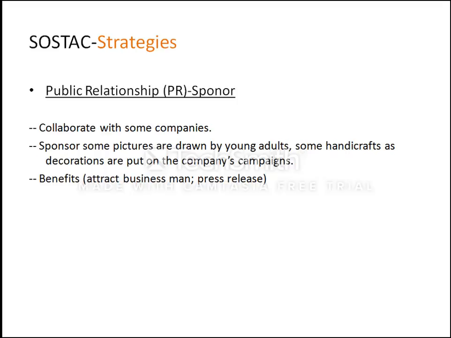The second one is public relations sponsorship. Transitions UK can collaborate with some companies. It can sponsor some pictures drawn by young adults and make some handicrafts as decorations to be put in the company's campaigns. These strategies can help the company build a good brand image. In the meanwhile, the organization can also attract more business people to pay attention to Transitions UK and join it. If the organization collaborates with a big company, maybe it gets the opportunity of price release. This is good for increasing awareness.